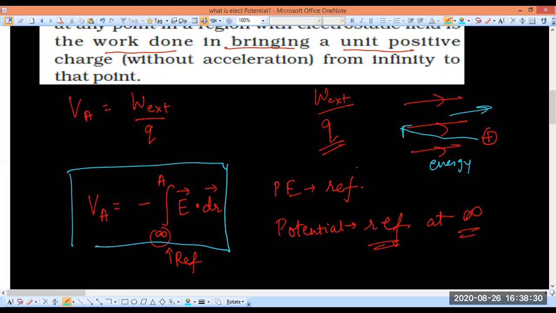This is the formula of electrostatic potential or electric potential for short.